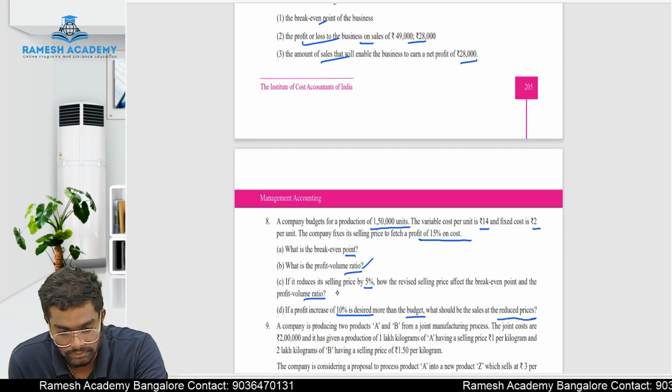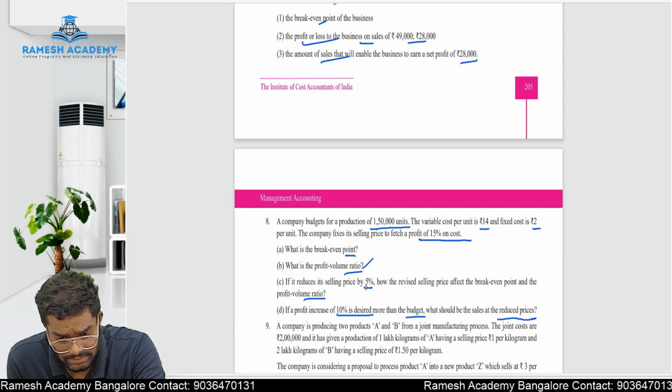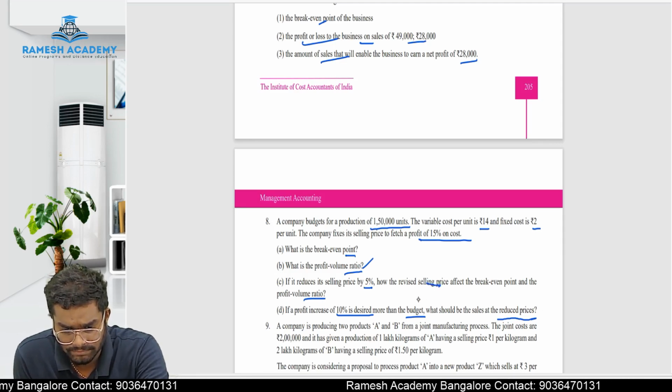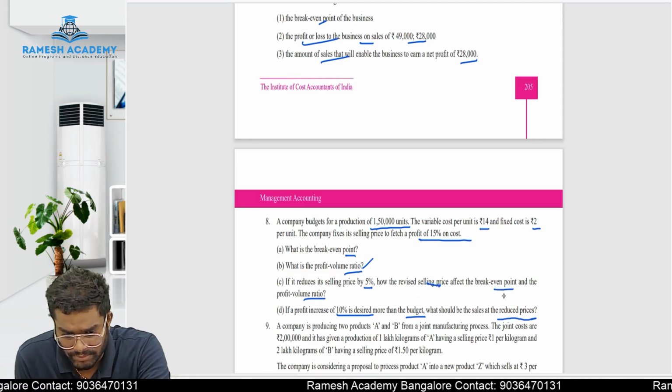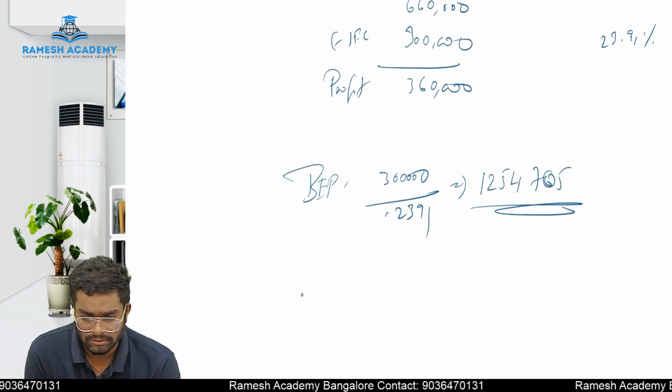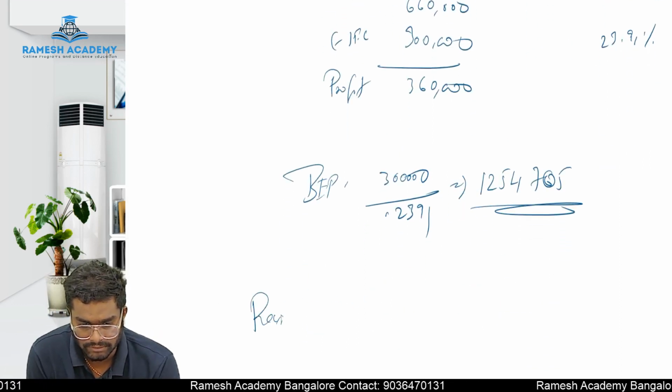Okay, now they're telling that it will reduce the selling price by 5%. What is the revised selling price? Okay, and effect on BEP and profit volume. So they're simply reducing the price, that's all. So I'll do revised selling price.